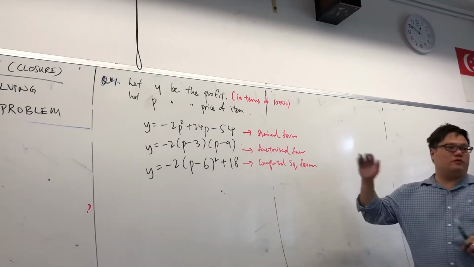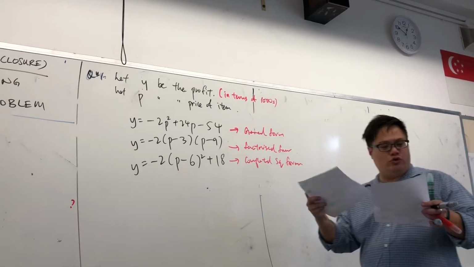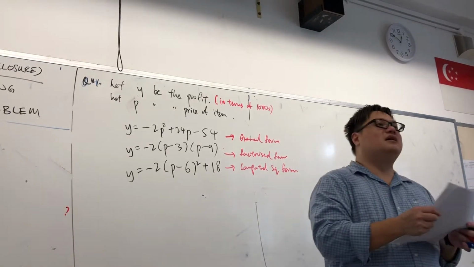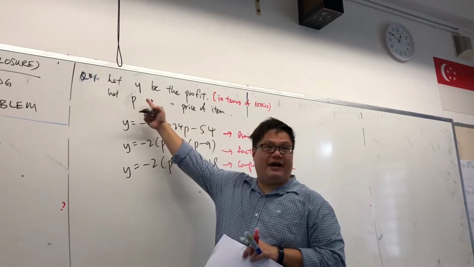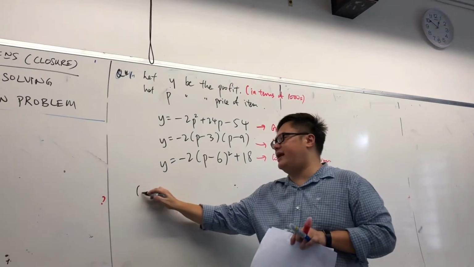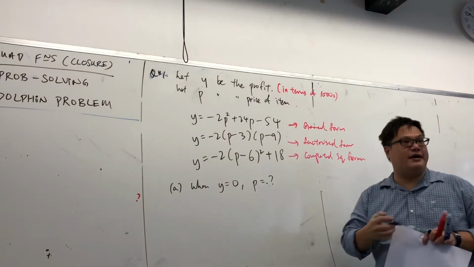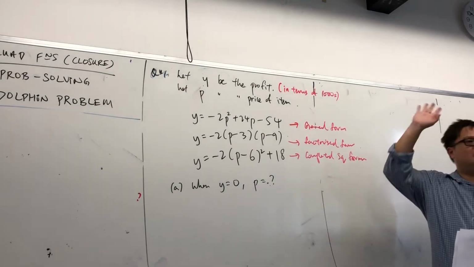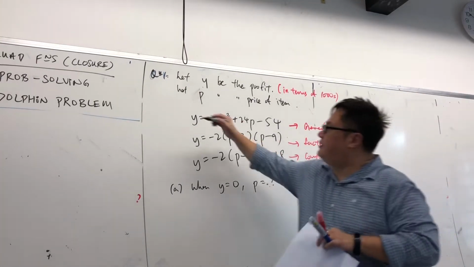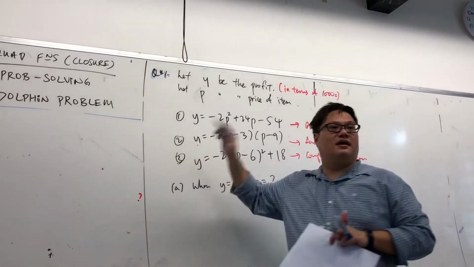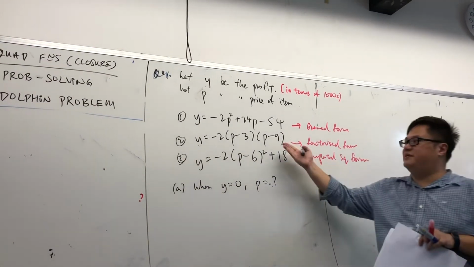Okay, so part A, the question says, which form will you use to find the price that gives you a profit of $0? Profit basically is Y, right? Yes or no? So basically for part A, you are trying to find when Y equals 0, what is P. Am I correct? So which form is the best? You all come up with A, B or C? 1, 2 or 3? Which form is easiest to find the value of P?